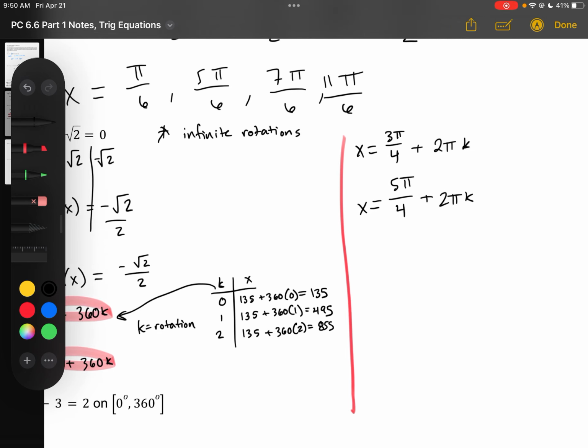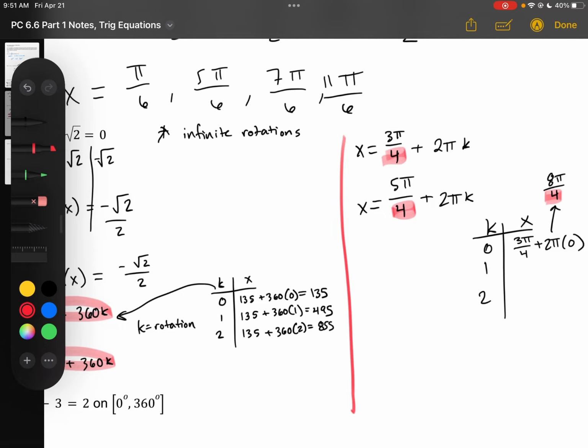You would make your chart. You would have k, you would have your x value, and you would start off with 0, 1, and 2. So you'd have 3 pi over 4 for the first one, plus 2 pi times 0, 2 pi times 1, 2 pi times 2, and it'd be the same steps for solving. The only tricky thing with radians is you do have to deal with fractions. Just remember that you could use a common denominator, so in this case, you could write 8 pi over 4 instead of 2 pi, and that will keep things simple because the denominator for each of your fractional terms is the same, and that might help you when you plug in these values.